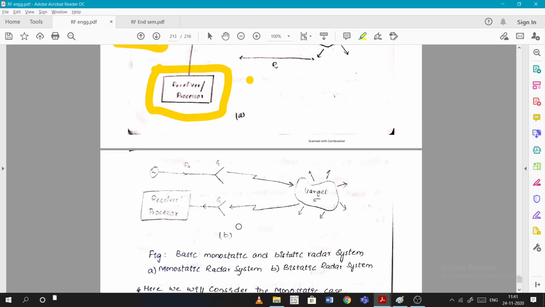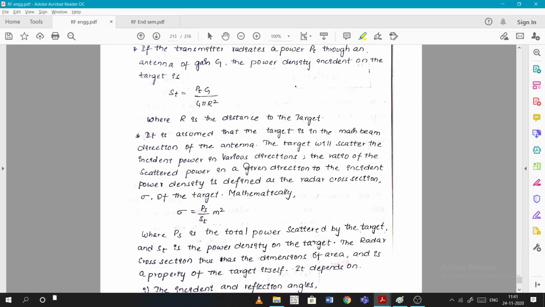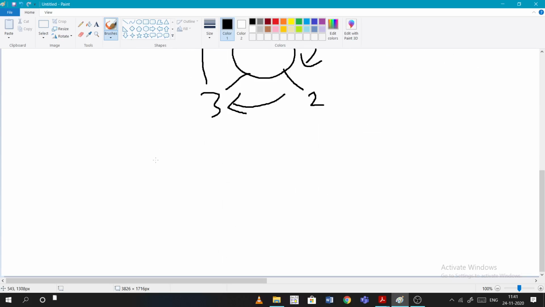Now coming to bistatic. Bistatic has separate antennas for receiving and transmitting. Basically we know that S_T = P_T G / (4 pi R^2), the power density, which we already saw, where R is the distance of the target. Now in radar, the signal hits an object and comes back. When it hits the object, it splits.